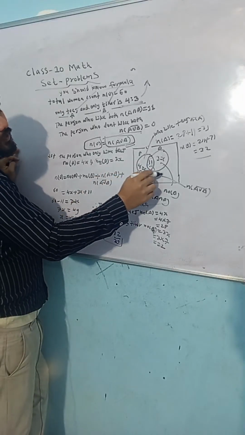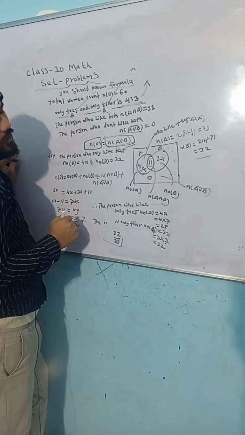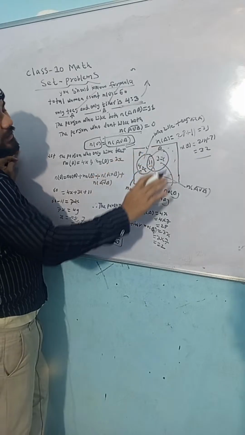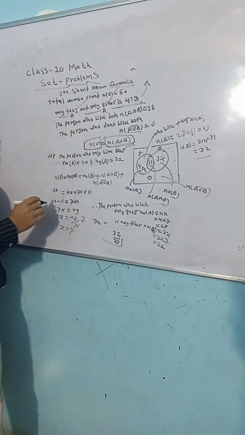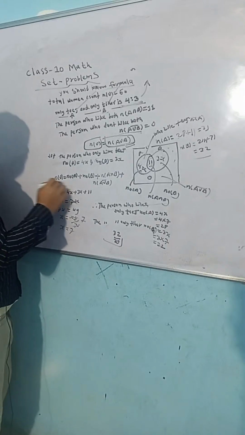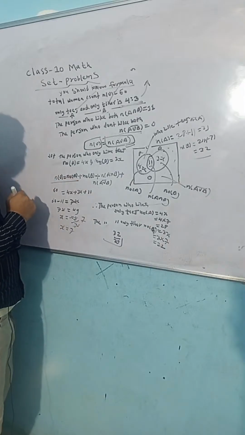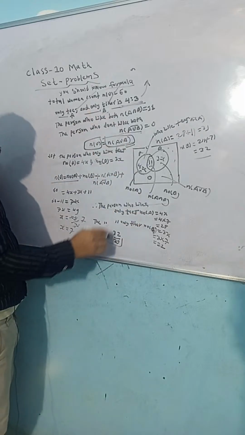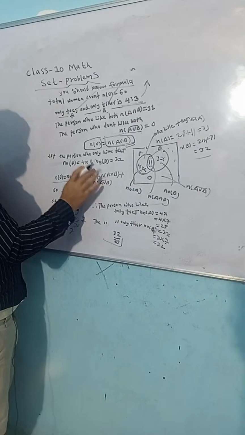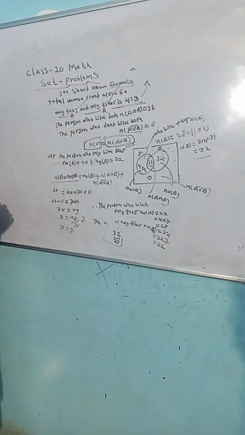Union complement means the outside portion, right. If you got this idea, then there is no need of a formula. If you don't know that basic, then you should know the formula. And if you want to get good marks in this set topic, you should know this pentagram and this formula both, right. So this is the very clear-cut answer from my side.